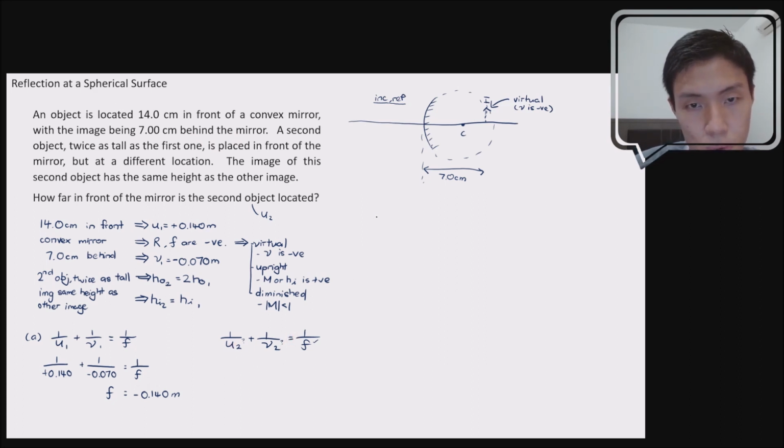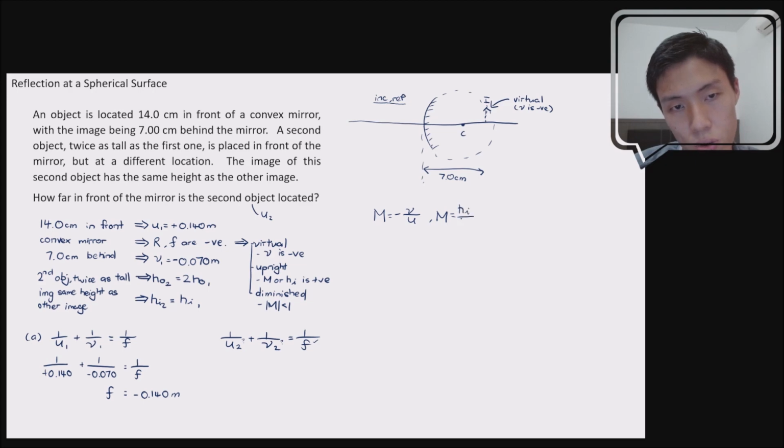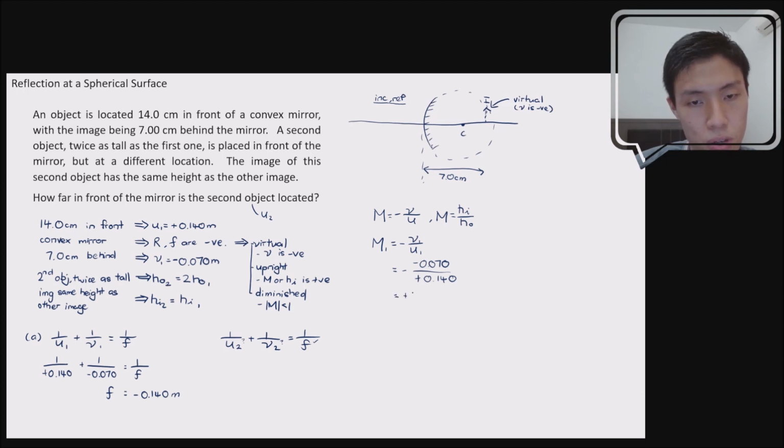Okay, so we know that magnification is equal to negative V over U. At the same time, magnification is also equal to HI over HO. For the first scenario, which is M1, we can determine the magnification through negative V1 over U1. We have V1 is negative 0.070, and U1 is positive 0.140. So from here you can find that M1 is equal to positive half.